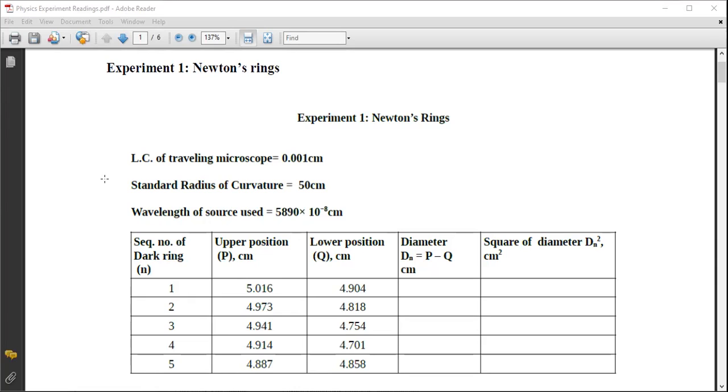Sir, we have to print from the aim to the last thing of this, like the graph paper, and we don't have to print the viva questions, right?